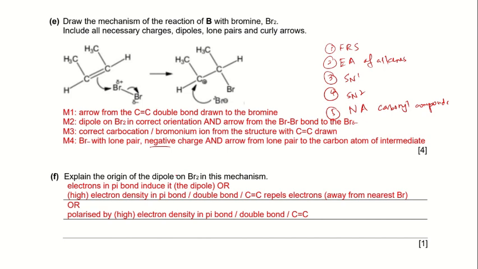Right, now let's look at part F. Explain the origin of dipole on Br2 in this mechanism. Electrons in the pi bond induce the dipole. That was what I was explaining to you. There are more explanations here. You can write high electron density in pi bond repels the electrons away from the nearest Br, that's why it induces a dipole. Or you can talk about the polarization of this bromine molecule by the high electron density in pi bond. Any of these answers works. The one that I explained to you was the first one, because I think that is the simplest explanation.